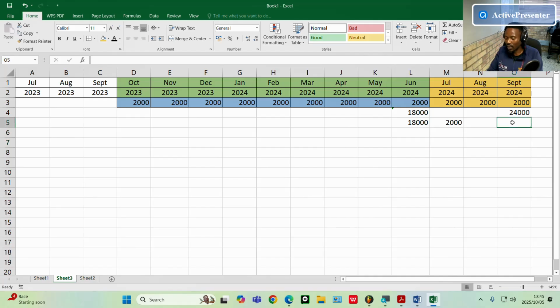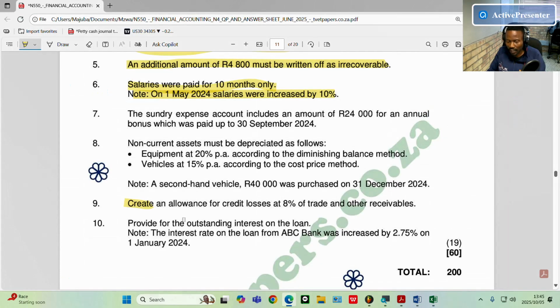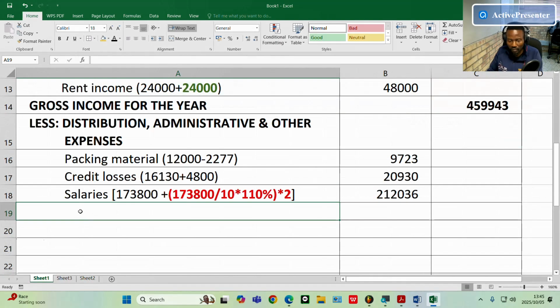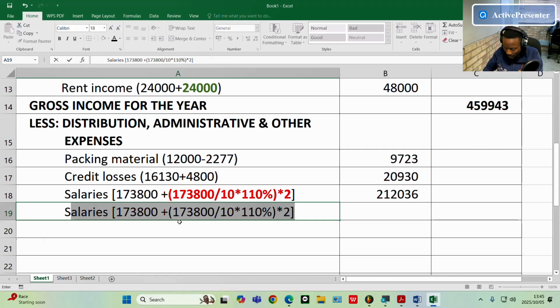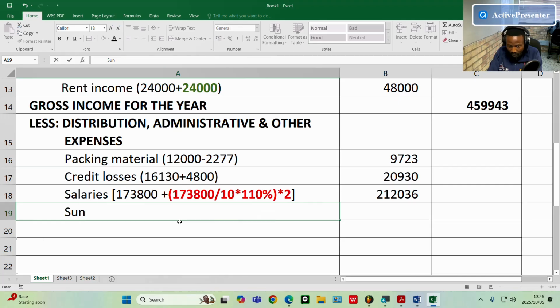Now, when you take this 24,000 and you minus the 18,000, you then get 6,000. Or you can just say there are 3 months which we prepaid for, so I'm going to take this 2,000 and times it by 3. You actually get 6,000. So meaning for sundry expenses, we are going to minus the 3 months that do not belong to this year. So it's sundry expenses.